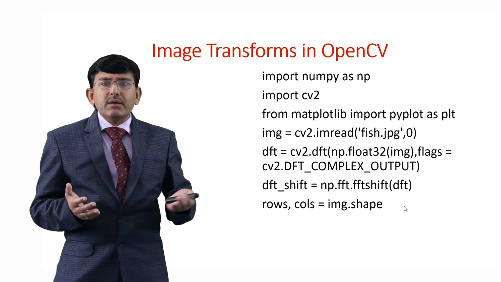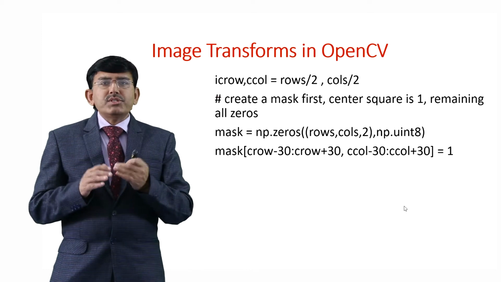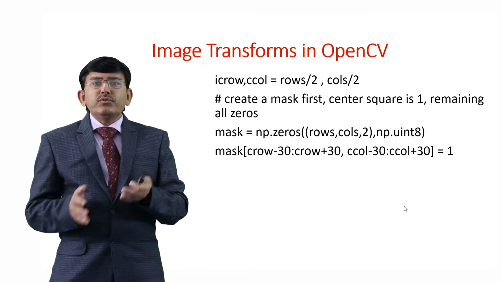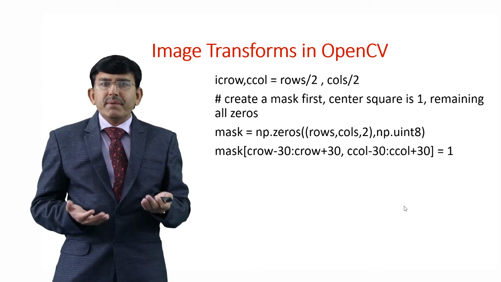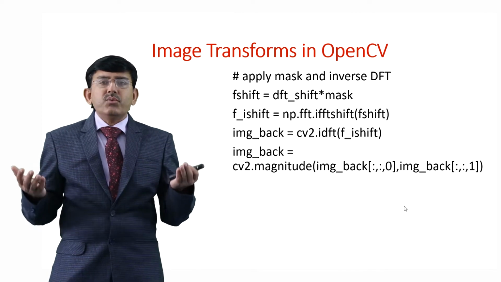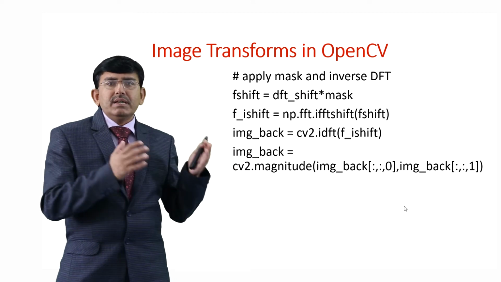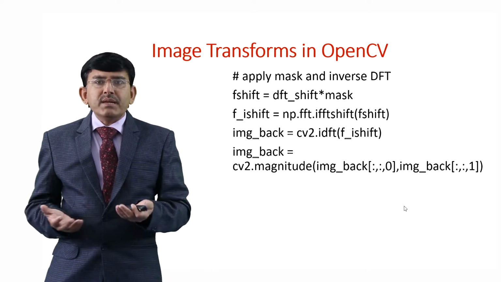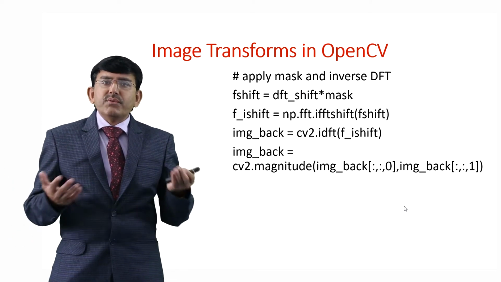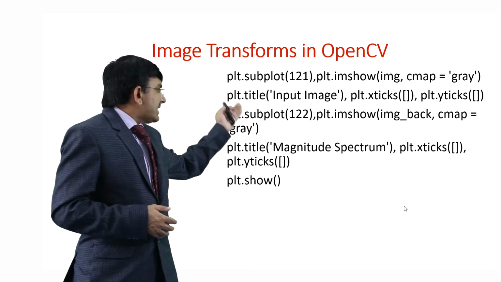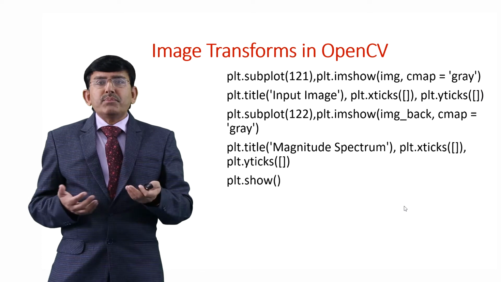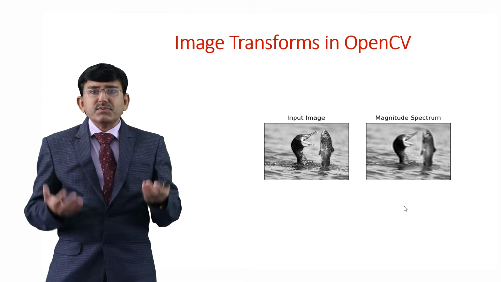We take certain rows and columns, then create a mask first whose center is a square and all the remaining is 0. Apply the function np.zeros to form a mask, and that mask will operate on the input image. By applying the mask to the DFT shift, it will do the convolution of these two and get the f shift as a complete mask. Apply that f shift on the original image, then cv2.idft to get the inverse Fourier transform, and this way we can get the reverse of it. Finally, we have a statement to display the images on the console, with the input followed by the output after the inverse Fourier transformation.